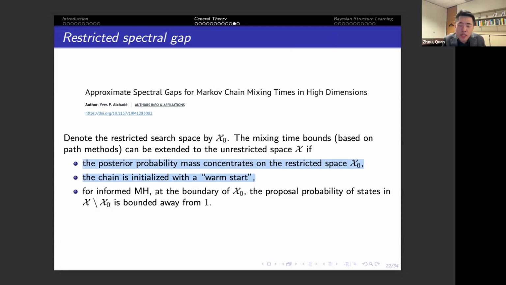But for informed Metropolis-Hastings, we found that you just need to impose one more condition: at the boundary of this restricted search space, you want to require that the proposal probability of the states that are not in the restricted space is not too large. This is just to guarantee that your sampler is unlikely to leave your restricted search space. And with this extra assumption, you can extend all the previous mixing bounds to the unrestricted search space. So this is just one possible generalization of the theoretical result.